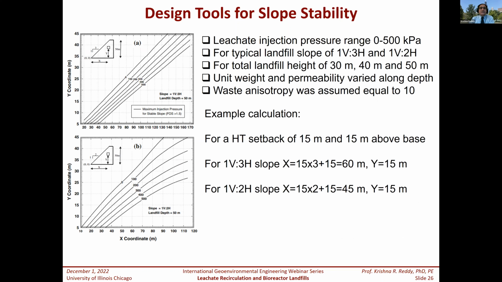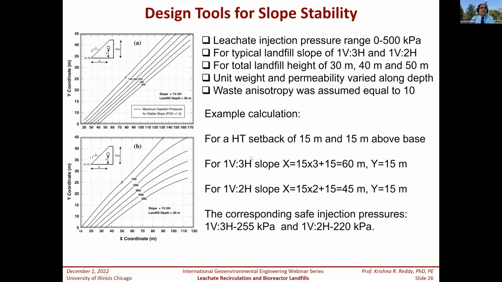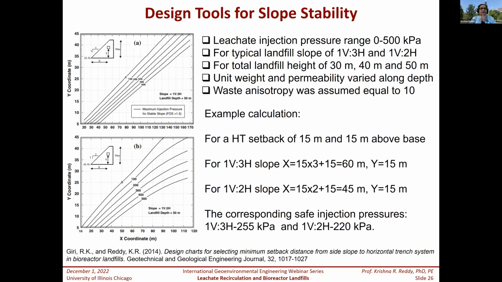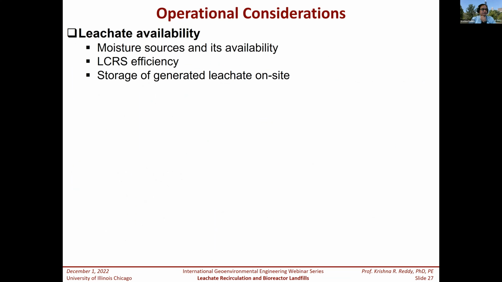And then the other thing is the setback distance. When you have slopes, where do I look, and what should be the pressure? The setback distance is the minimum distance from your leachate recirculation system to the slope. And what should be the pressure? We again did parametric modeling, and we came up with these design charts that will help you with the location, the setback distance from the slope, and the maximum pressure that you can apply without endangering the slope. Again, this would be very useful. I have a reference here. You can look at it for more information.